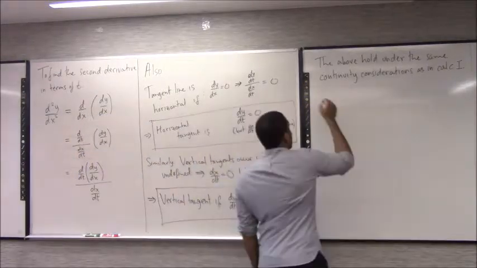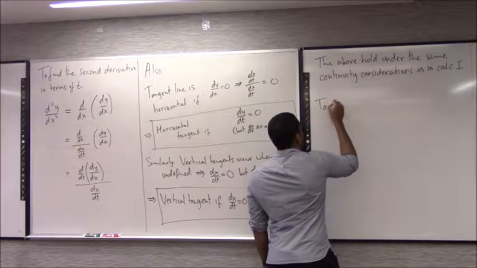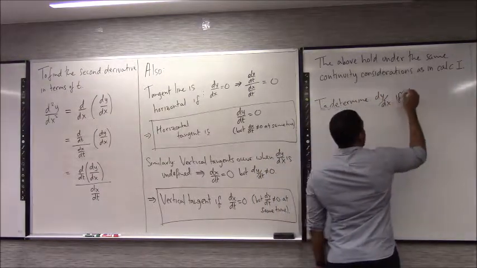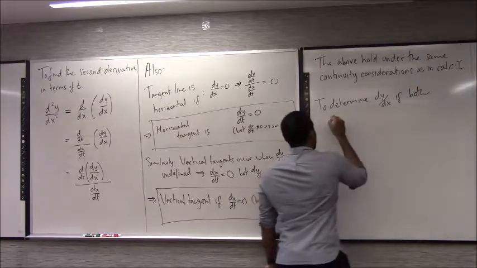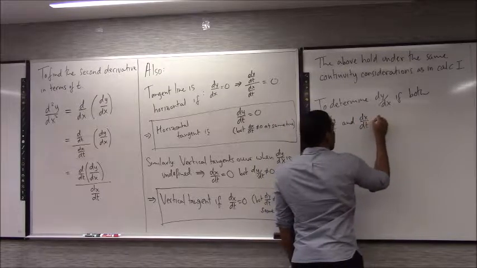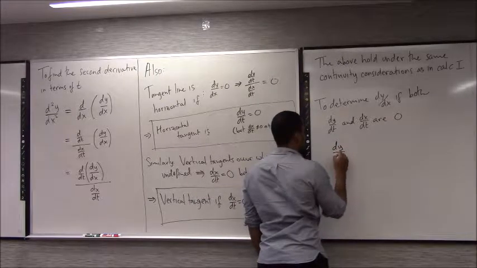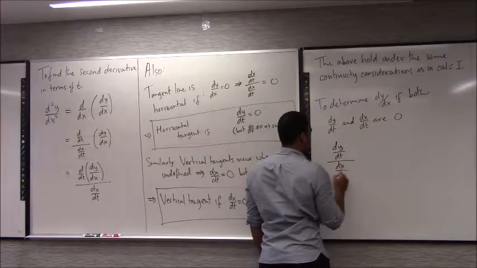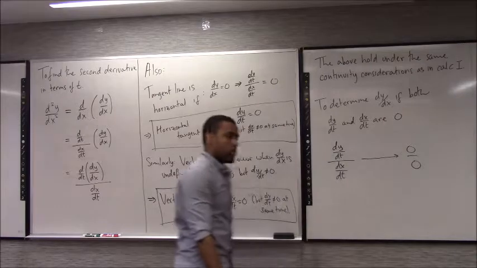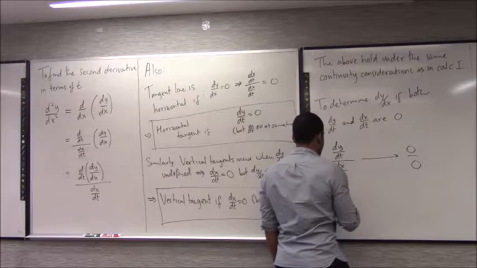Let's finish. Suppose, to determine dy/dx, both dy/dt and dx/dt are 0. That means you care about the point where dy/dt over dx/dt is approaching 0 over 0. Of course, you can't plug in 0. How do you think you can talk about what the derivative is doing? We can use limits with L'Hopital's rule to see what the derivative tends to.